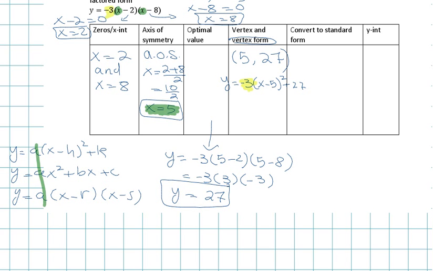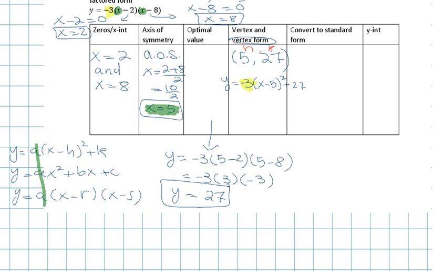In the vertex form, h is equal to the x-coordinate of the vertex, which is equal to the axis of symmetry. Remember, your vertex is (h, k). So h goes here, which is your axis of symmetry, and your k is outside. It's okay. Are we okay with this so far? Any questions?